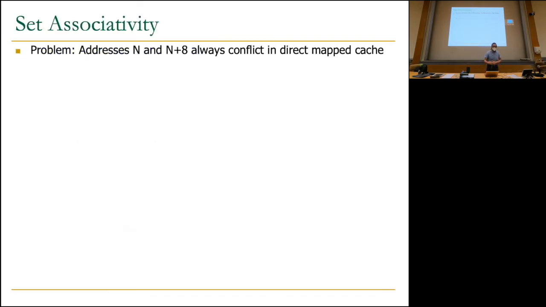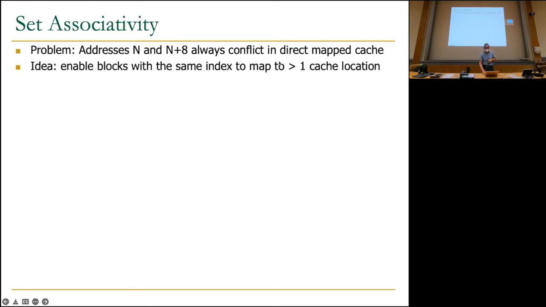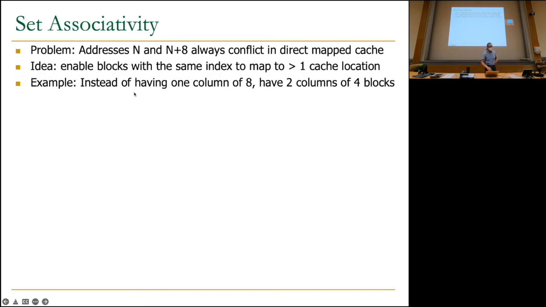Okay, so that brings us to set associativity, right? Addresses in this toy example, n and m plus 8, always conflict with each other in the direct map cache. And the idea is to enable blocks with the same index to have multiple locations to map to. Instead of having only one location, why not have multiple locations? Let's do 2 to begin with, more than 1. So you can also structurally think of it that way. Instead of having 1 column of 8, have 2 columns of 4 blocks.